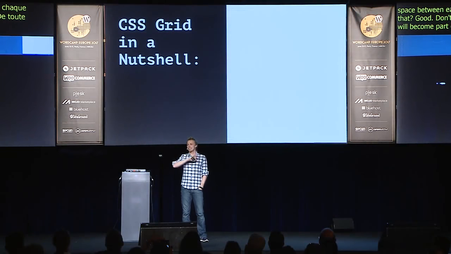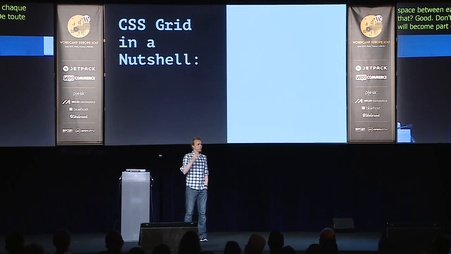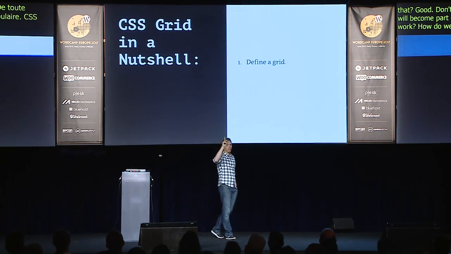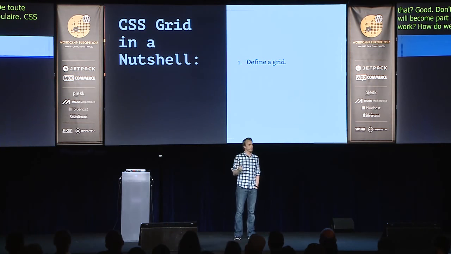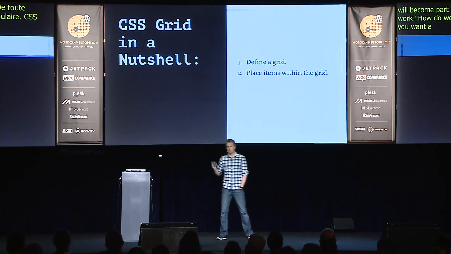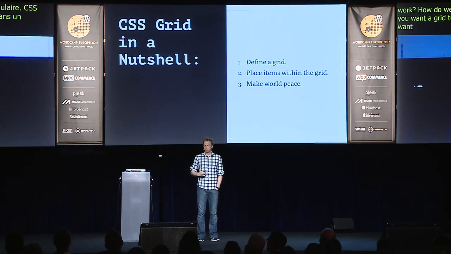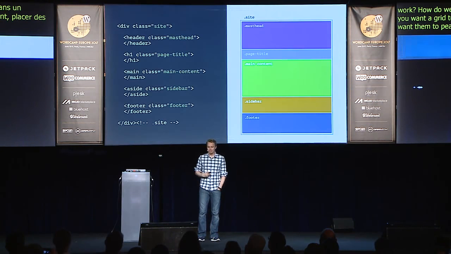So CSS Grid in a nutshell. How does this actually work? How do we apply it today? Number one, define a grid on an element where you want a grid to appear. Number two, place items within that grid where you want them to appear. Number three, make world peace. That's all there is to it.